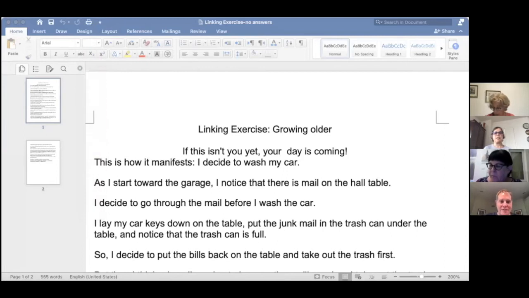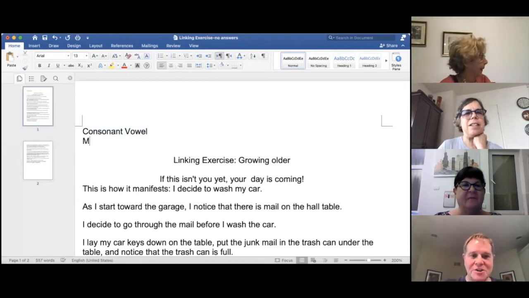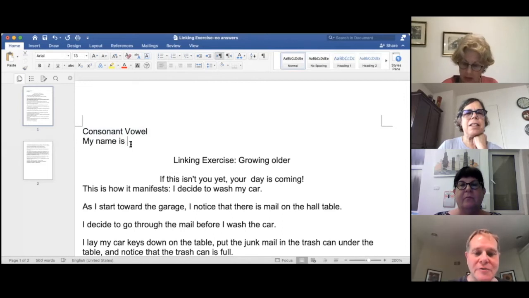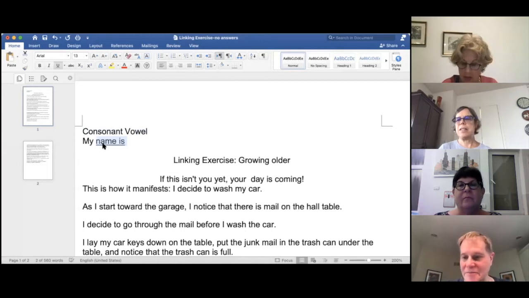So if I have a word that ends in a consonant, and the next word starts with a vowel, I'm gonna link. And I'm not talking here about a vowel letter. I'm talking about a vowel sound. I'm not talking about a consonant letter. I'm talking about a consonant sound. So in English, if a word ends with a consonant sound, and the next word starts with a vowel, it's going to link. So with a little phrase, my name is, this name is going to link together.